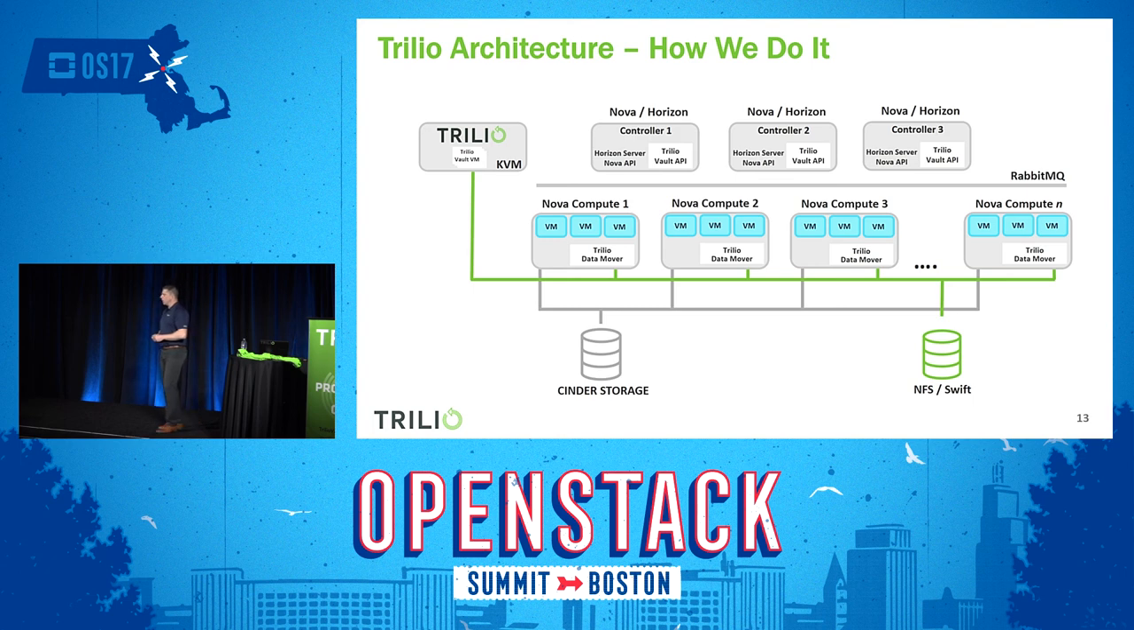So the Trilio architecture, what does it look like? How do we do what we do? In the top left-hand corner, we ship our virtual appliance in native QCOW2 format, and you deploy that on a standalone KVM box. Once that is deployed, on each one of the controllers we install our TrilioVault service endpoint. And the last component is our lightweight Python-based data mover, which sits on top of the compute nodes.